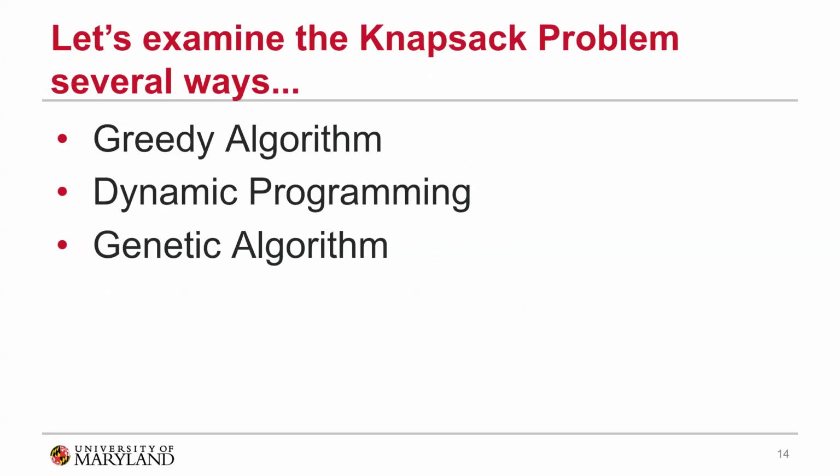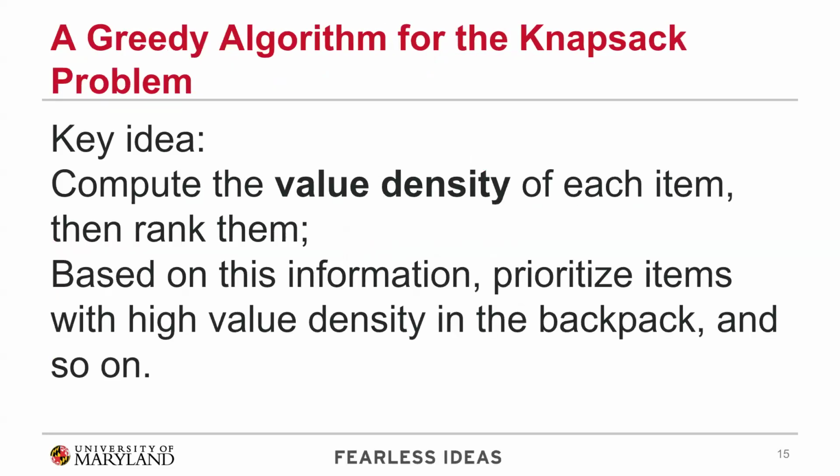So let's examine several algorithms that we might want to consider. The first one is the greedy algorithm. The most naive way to solve this problem is, for example, you have a set of items and you want to choose the items ranked by their value. You want to choose the most valuable item in order to satisfy the capacity.